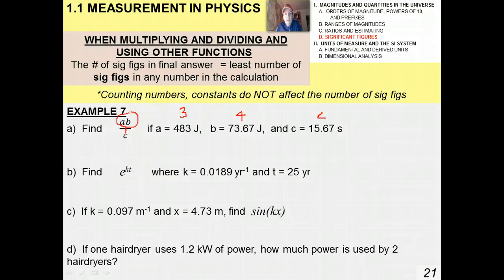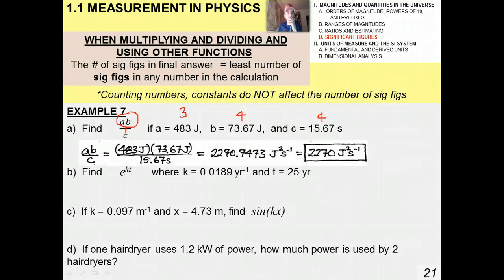So what we want to do is use our calculator and just find out what that answer is. I got 2270.7473. Don't forget your units, always important. That's joules squared per second. Okay, so I have to somehow make this long, crazy, somewhat complicated number round down to 3 significant figures. And actually, it's pretty easy.